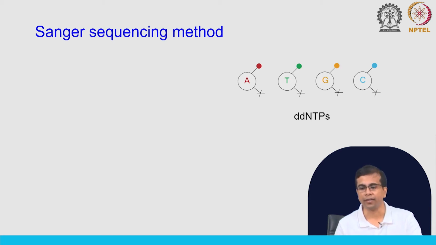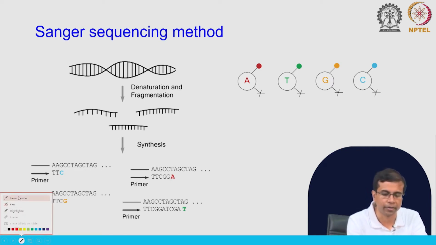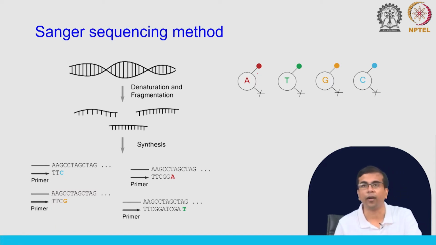Just to illustrate this, these are the dideoxy NTPs. I have put them in a schematic. You have 4 types, A, T, G, C, and each of them is tagged by a fluorescent color. They have all these different colors: you can see orange, green, yellow and blue. This is again a schematic. Of course, these are not the exact colors that are used, but they are different. That is the point.